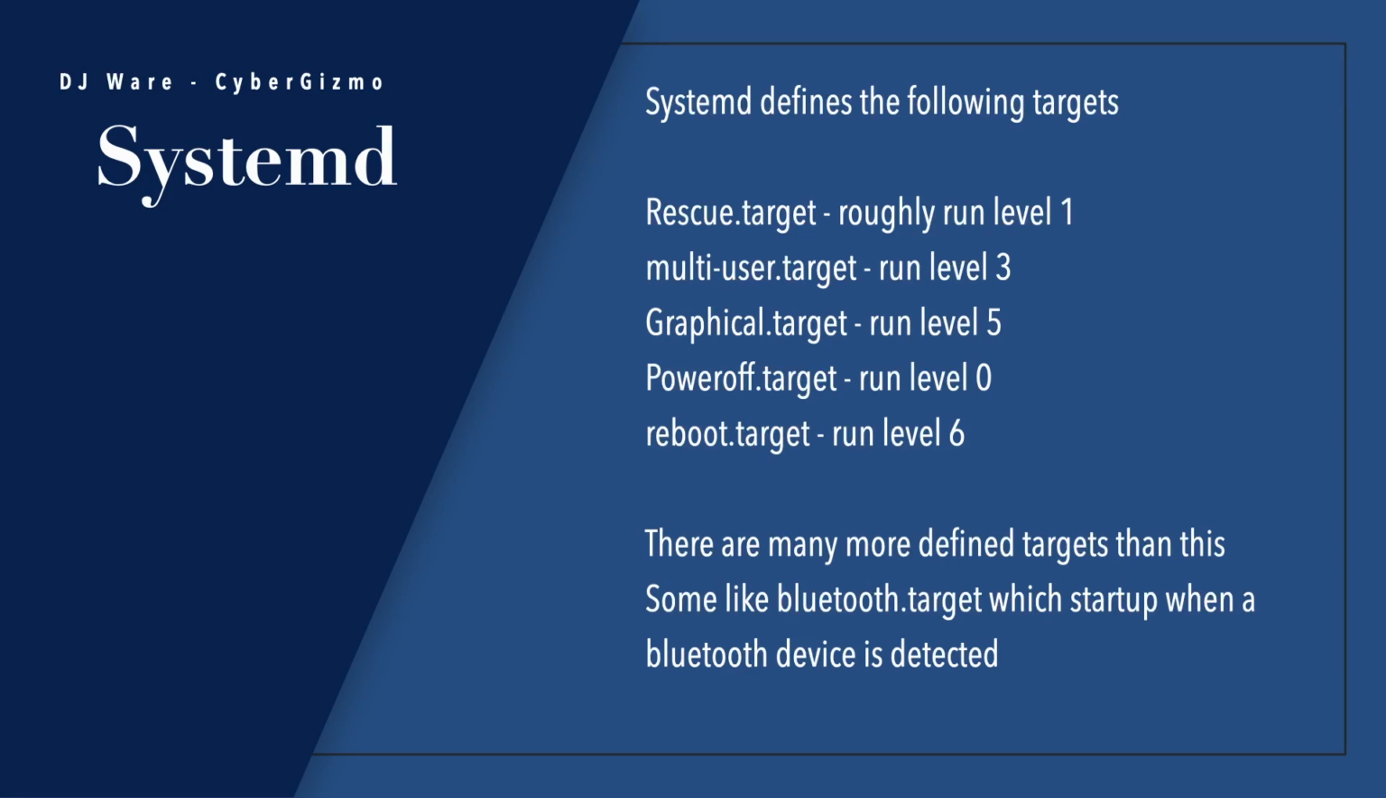So systemd defines the following. It calls rescue.target, which is roughly run level 1, the single user. Then you have multi-user.target, which would be similar to run level 3. You have graphical.target, which is run level 5. Poweroff.target would be similar to run level 0, and reboot.target would be similar to run level 6. There are many, many more targets that are defined in systemd. I did not go into them.